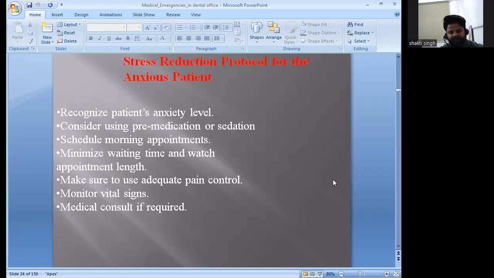When you feel that medical consultation is needed, then you have to take the medical consultation. You also need to try to schedule morning appointments and use proper drugs for pain control so that pain doesn't lead to anxiety in the patient, and give pre-medication to the patient before he or she arrives at the clinic in order to calm the patient's anxiety.